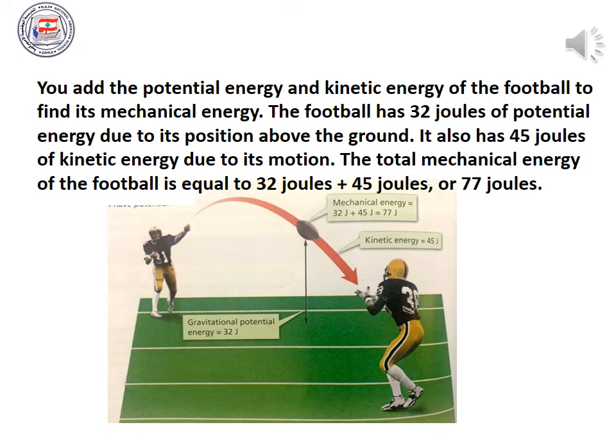explained. The football has 32 joules of potential energy due to its position above the ground, as you can see in the figure in front of you. It also has 45 joules of kinetic energy due to its motion. The total mechanical energy of the football is equal to 32 joules, which is the potential energy of the football, plus 45 joules, which is the kinetic energy of the football, equal to 77 joules in total.